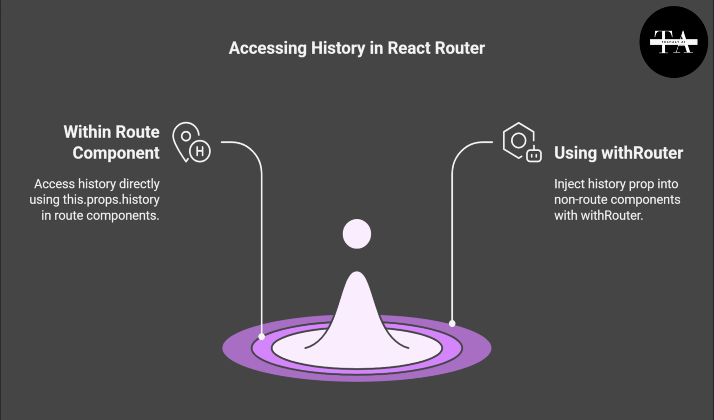How to get history on React Router v4? You can access the history object in a component rendered by a route by using this.props.history. If you need to access history in a component that is not rendered by a route, you can use the withRouter higher-order component to inject the history prop.